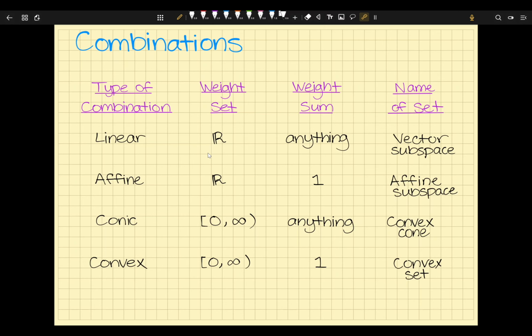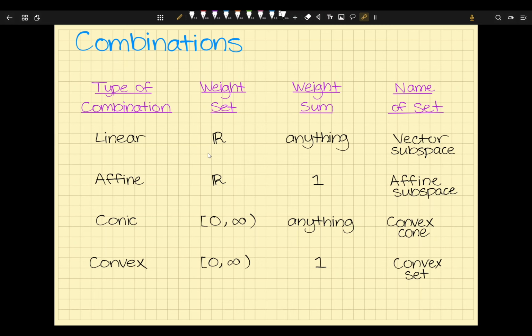Now what we're interested in today is affine combinations. With affine combinations, our weights are still allowed to come from anywhere in the real numbers, but what we're imposing is that they sum to 1. And this gives us an affine subspace.